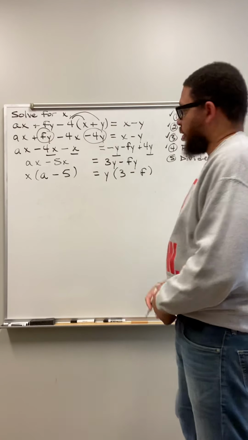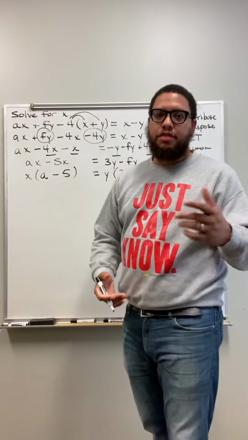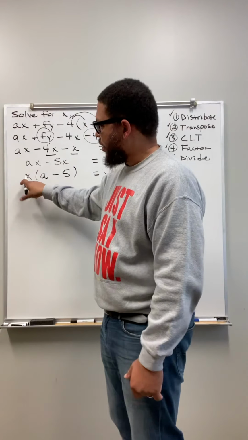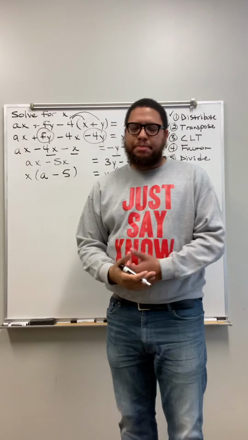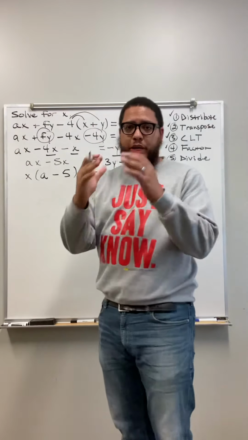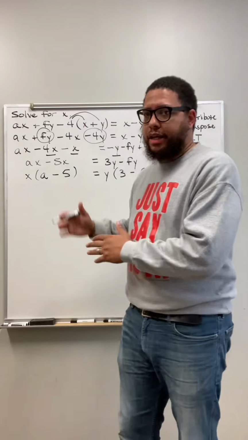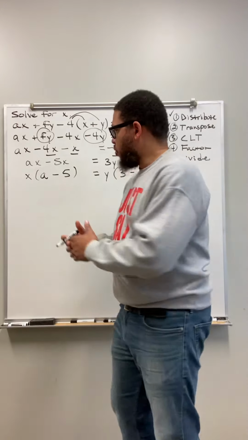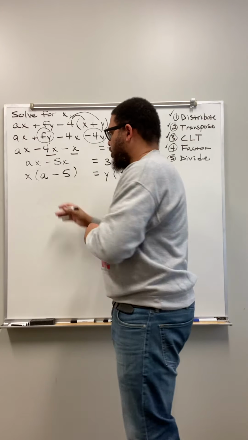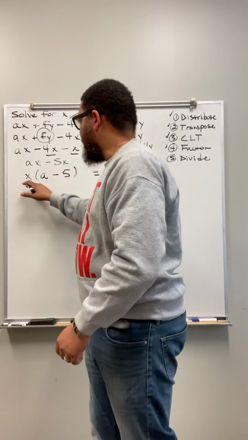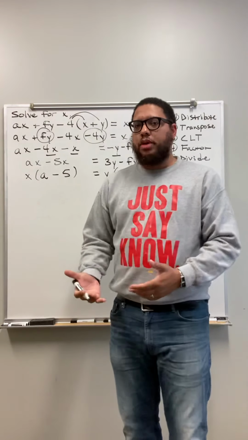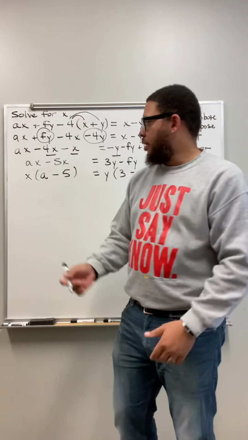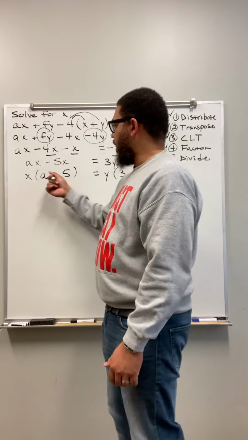Now, I factored. Now my last step is to divide, because I'm trying to get this X all by itself. So I got to get rid of this A minus 5. And good thing for us is that this A minus 5 is one expression, right? That A and that negative 5 are together, right? So they move together, right? So I can get rid of this whole A minus 5 by doing the opposite operation. So what are X and A minus 5 doing? They are multiplying by each other. This represents X times A minus 5.